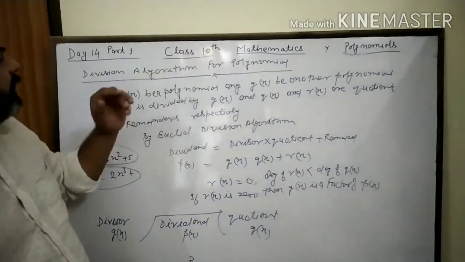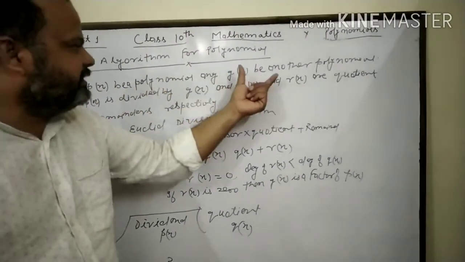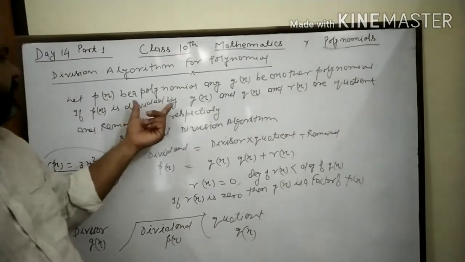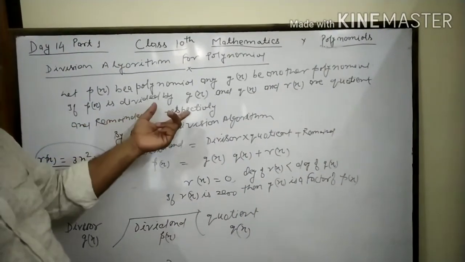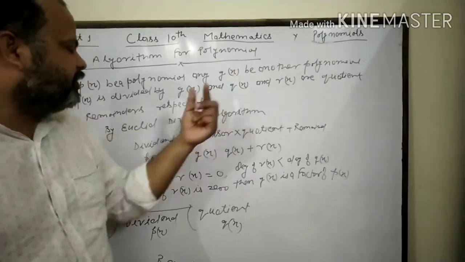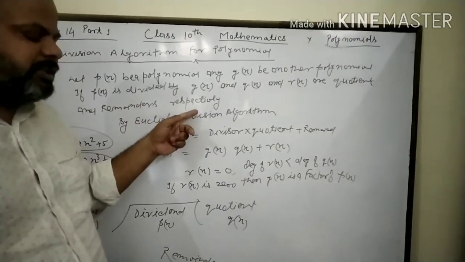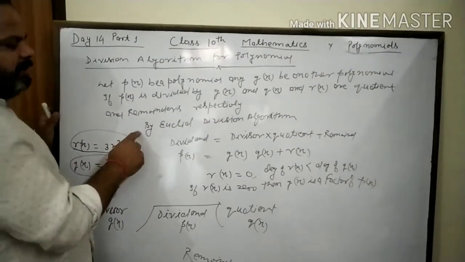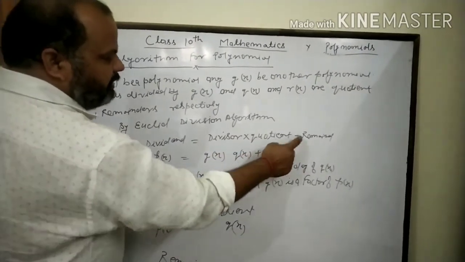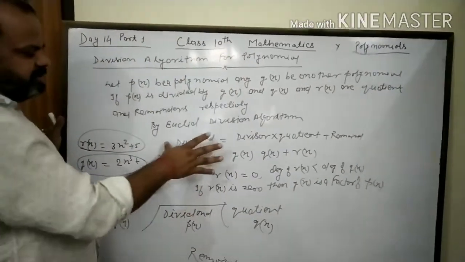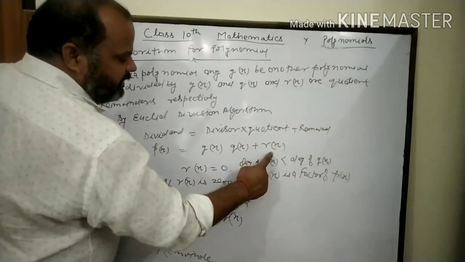Suppose in the division algorithm for polynomials, Px is a polynomial and Gx is another polynomial. If Px is divided by Gx, and Qx and Rx are the quotient and remainder, meaning Qx is the quotient and Rx is the remainder. With the help of the Euclid division algorithm, dividend is the Px, divisor is the Gx, quotient is the Qx, and remainder is the Rx.